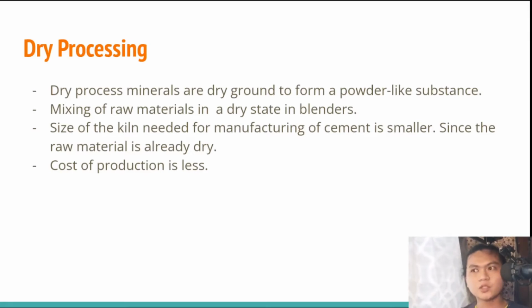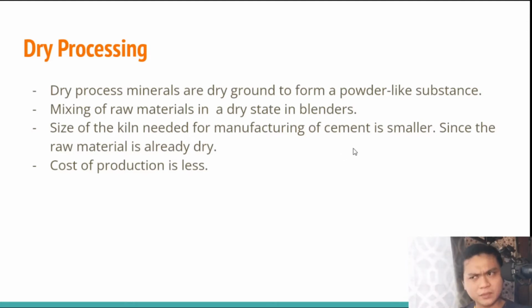To further add, dry processing's lower cost of production is even fortified by the evidence that the amount of fuel or coal used by the kiln in production is rated at 100 kilograms of coal per ton of cement. If we compare that to the wet processing, which is rated at 350 kilograms of coal per ton of cement, that solidifies the claim that dry processing's cost of production is way lesser.